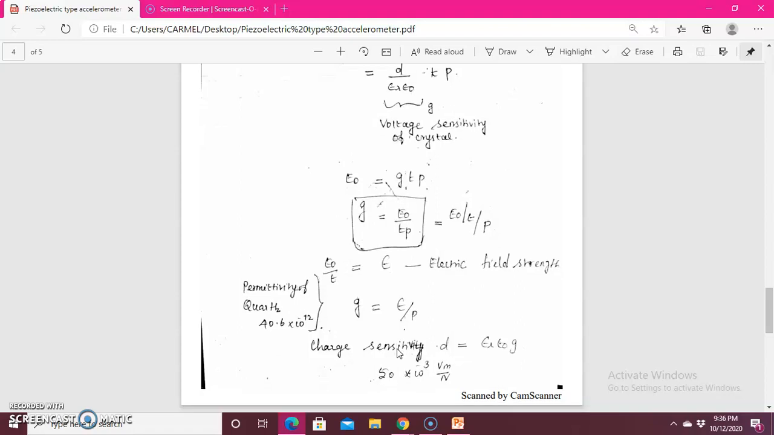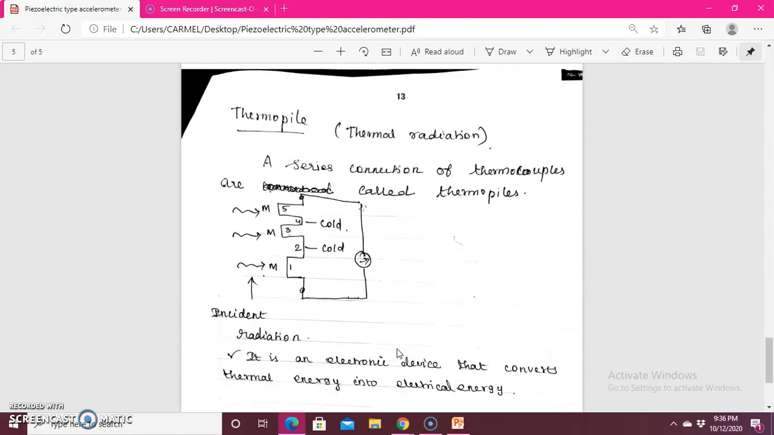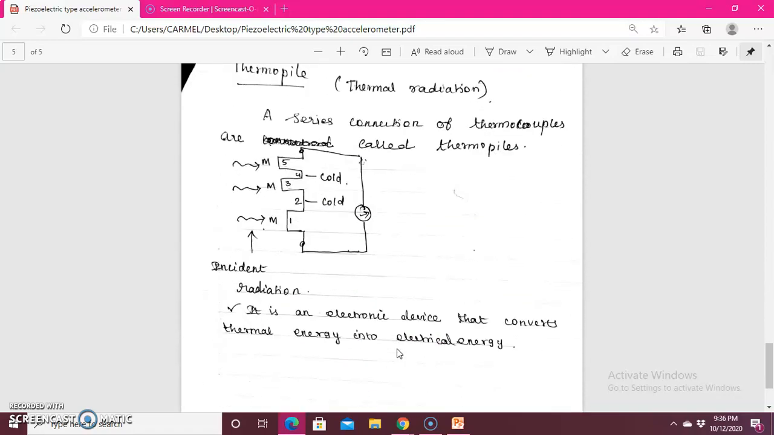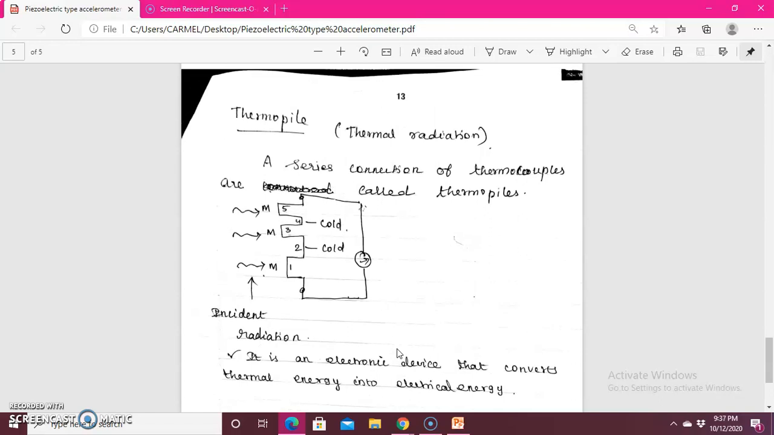So this is how your piezoelectric accelerometer is working. So the next one is about thermopile. Thermopile, which is also nothing but used to measure temperature, and this device is also used for measuring thermal radiation. So what is thermopile? Thermopile, which is nothing but a series connection of thermocouples, are called thermopile. You can just look at here. I am just going to have 3 thermocouples connected together, and there are 2 junctions created and 2 different metals I have used. One is gold and another one is manganese.